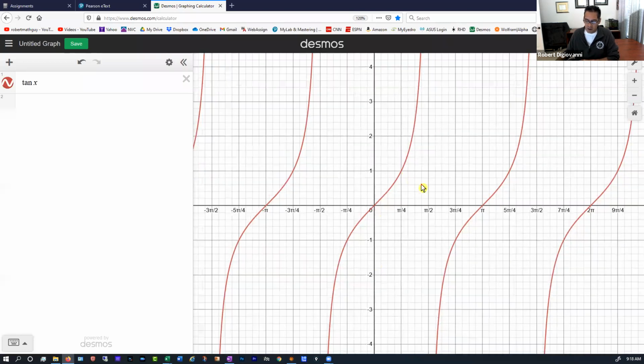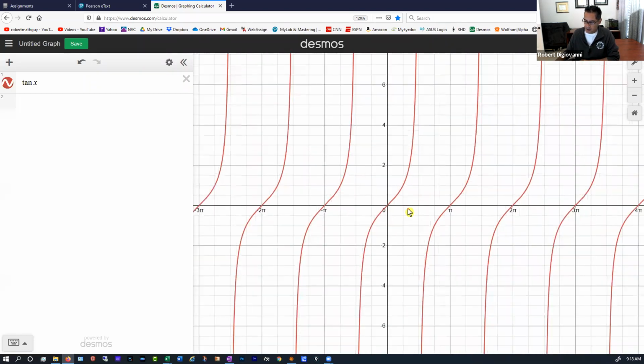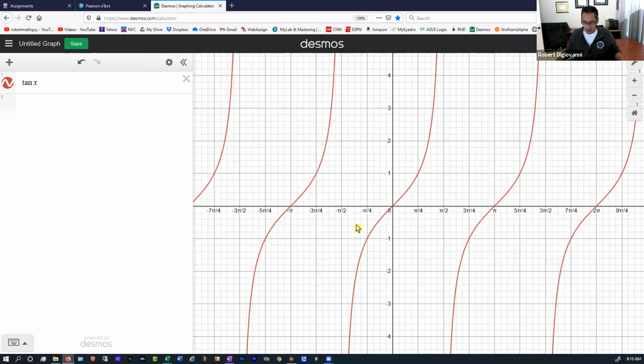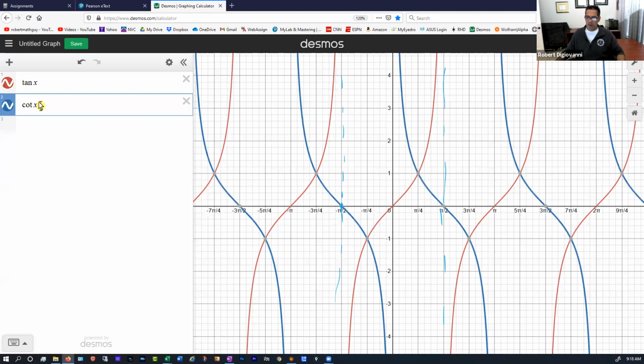So for tangent, you can see it just repeats itself, happening here between -pi/2 and pi/2. Between -pi/2 and pi/2, we have vertical asymptotes. Now, if I graph cotangent x, see, they're flipped over, but they have different x-intercepts.